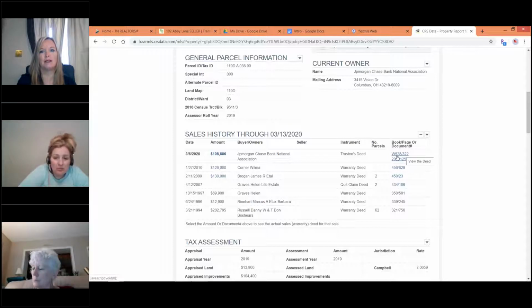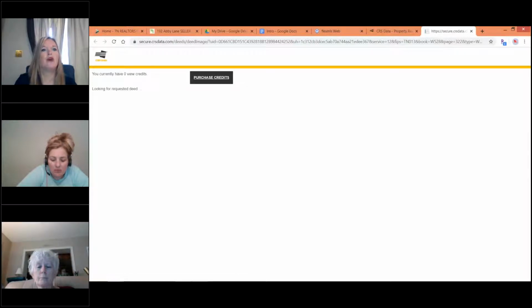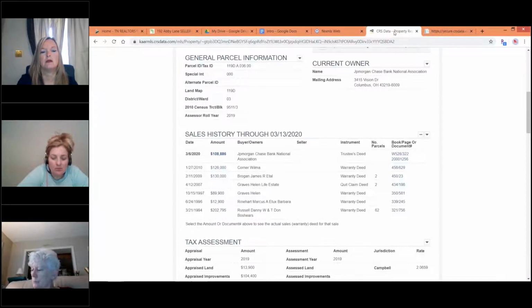The book is W528, so we could put that in there. And then the page or document number comes after that, which is the 322 right here. You could also click on that, but the only way that you would be able to view it is if you had credits, which I do, but he doesn't. So you would go right there.